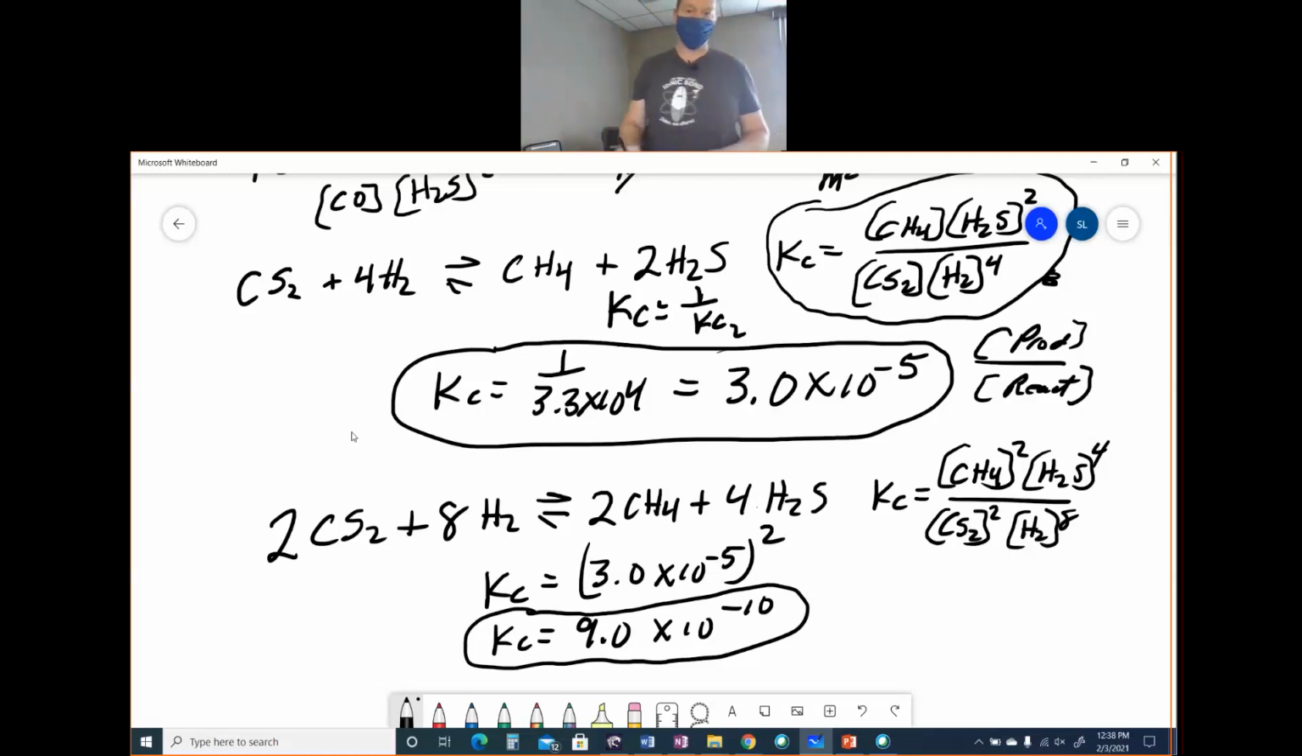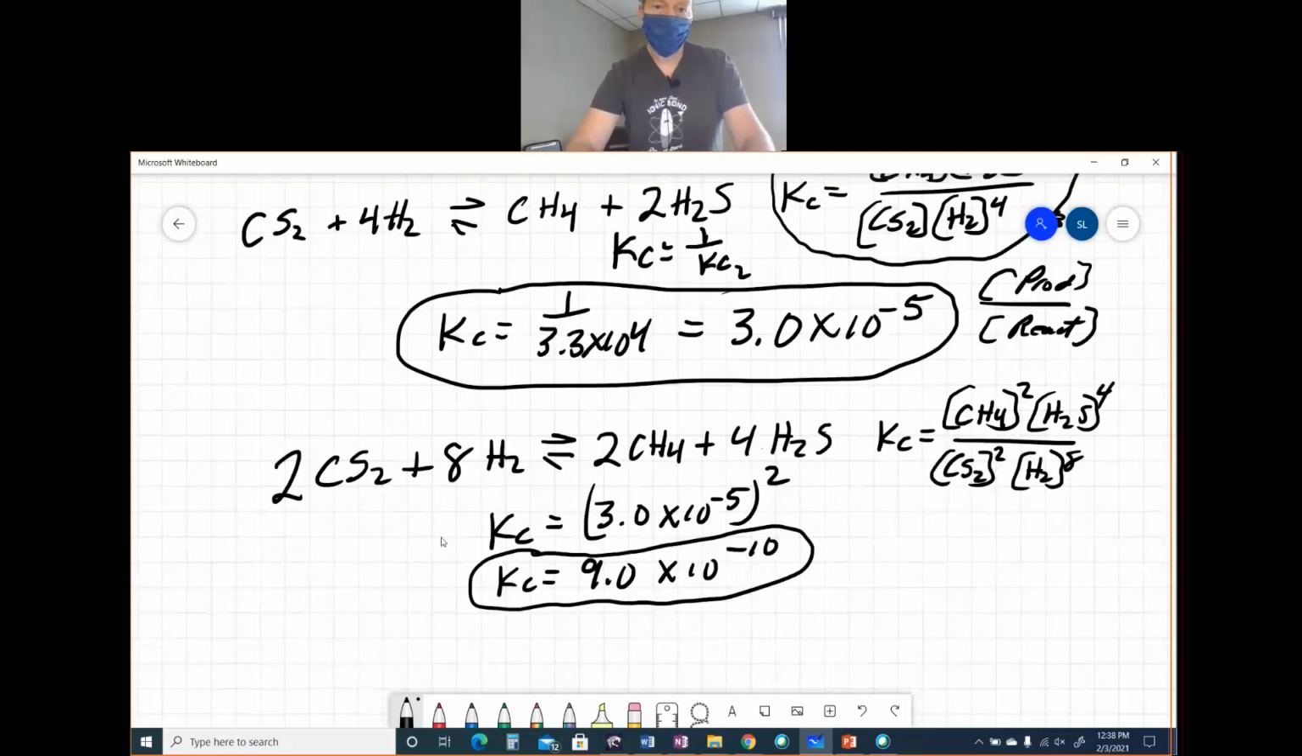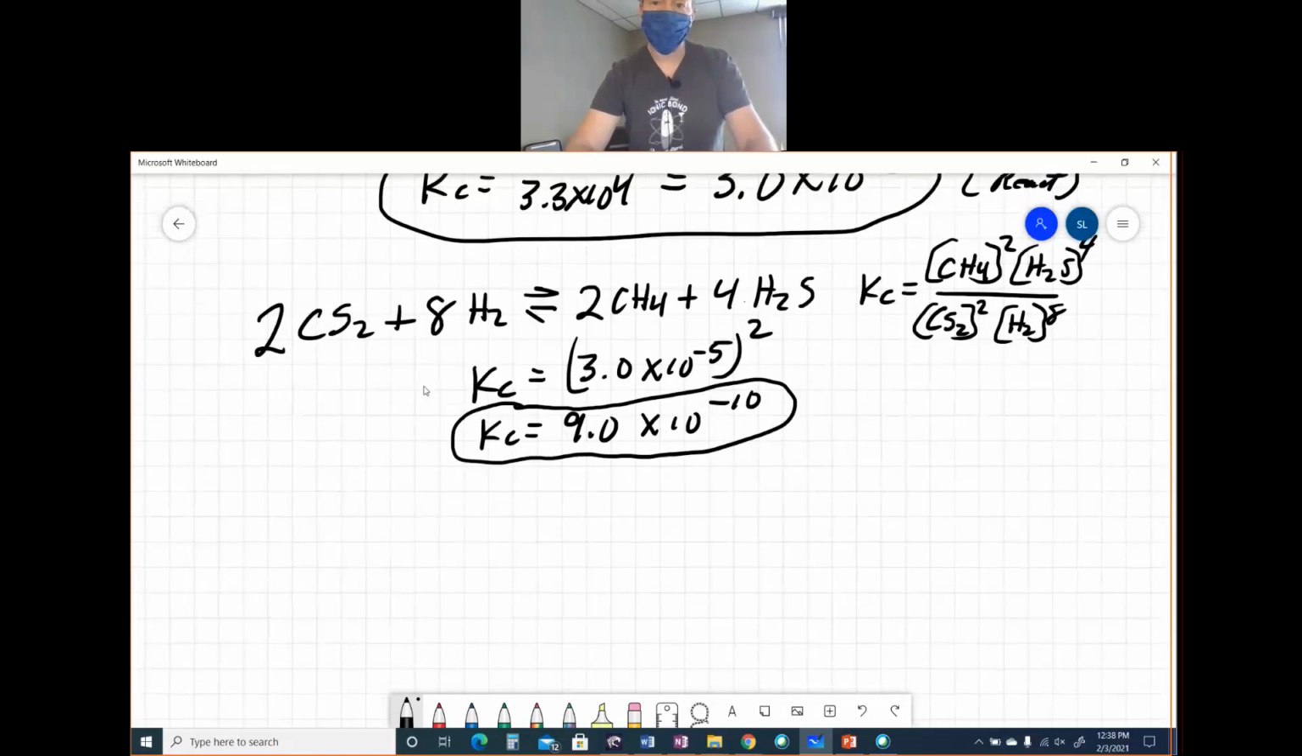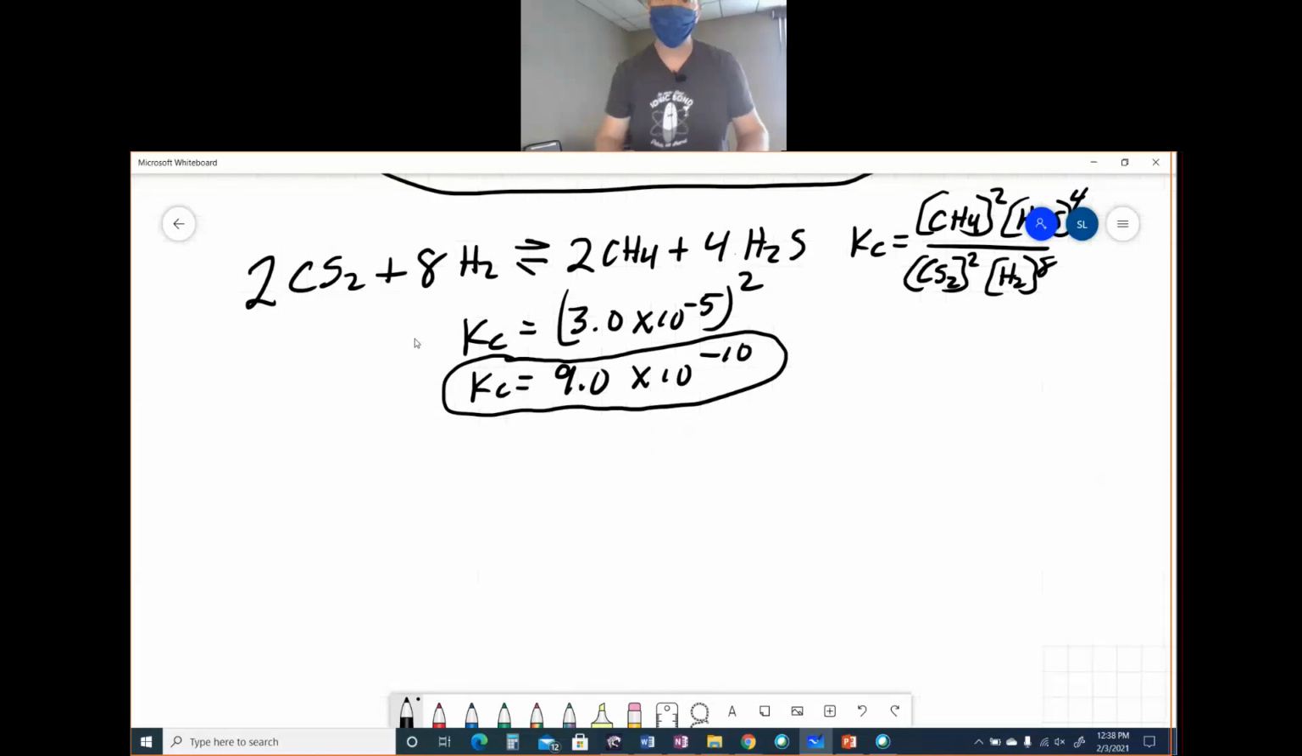root of that number. All right, so you have to know what to do when you add reactions. You have to know what to do when you reverse reactions. You have to know what to do when you multiply through by an integer or a fraction. Or you divide by an integer. That would be the same as multiplying by a fraction. All right. So make sure you know what to do with your K values when you are manipulating those reactions.